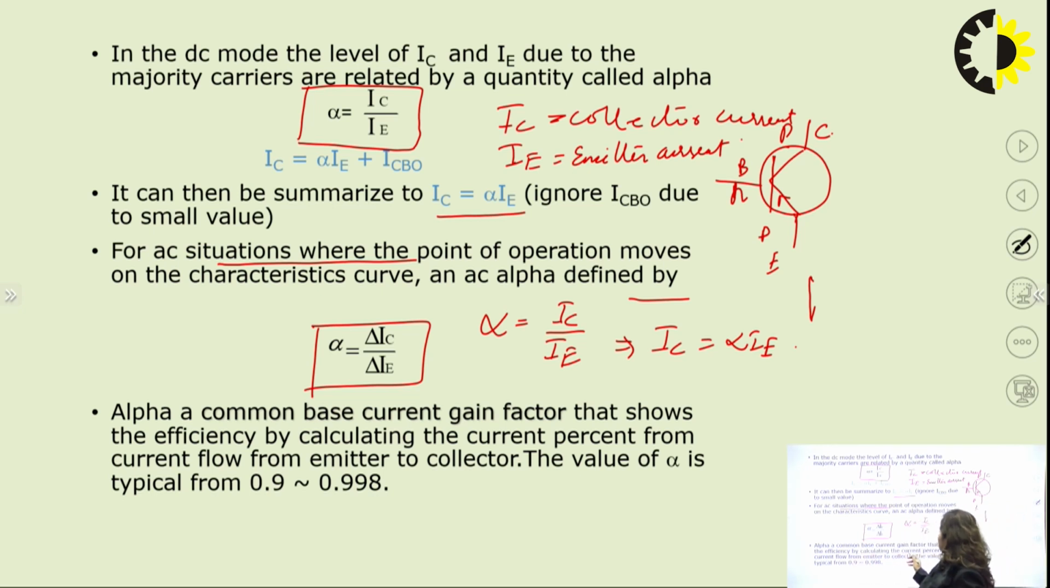Alpha, the common base current gain factor, shows the efficiency by calculating the percentage of current flowing from emitter to collector, and its value typically comes out to be around 0.9 to 0.998. Either for a PNP or an NPN transistor, we can easily find alpha from the collector and emitter currents. Obviously, IC comprises two types of current, the emitter-related current and the common base reverse current. This is how we can find it for the common base configuration.